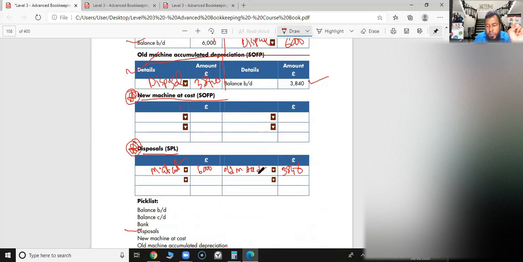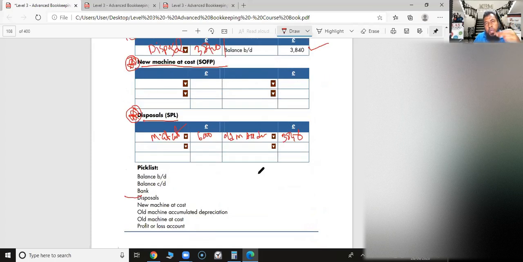In the disposal, we are looking for whether there is a profit or loss. We know we exchanged it. We sold at a profit, but how do you do it? Last time we called it bank because we got money. This time we're not getting money, so don't call it bank. We call it disposal rather. No, hold on. This is a disposal account. Old machine at cost is given, taken here. Then we call it this, 3,000.